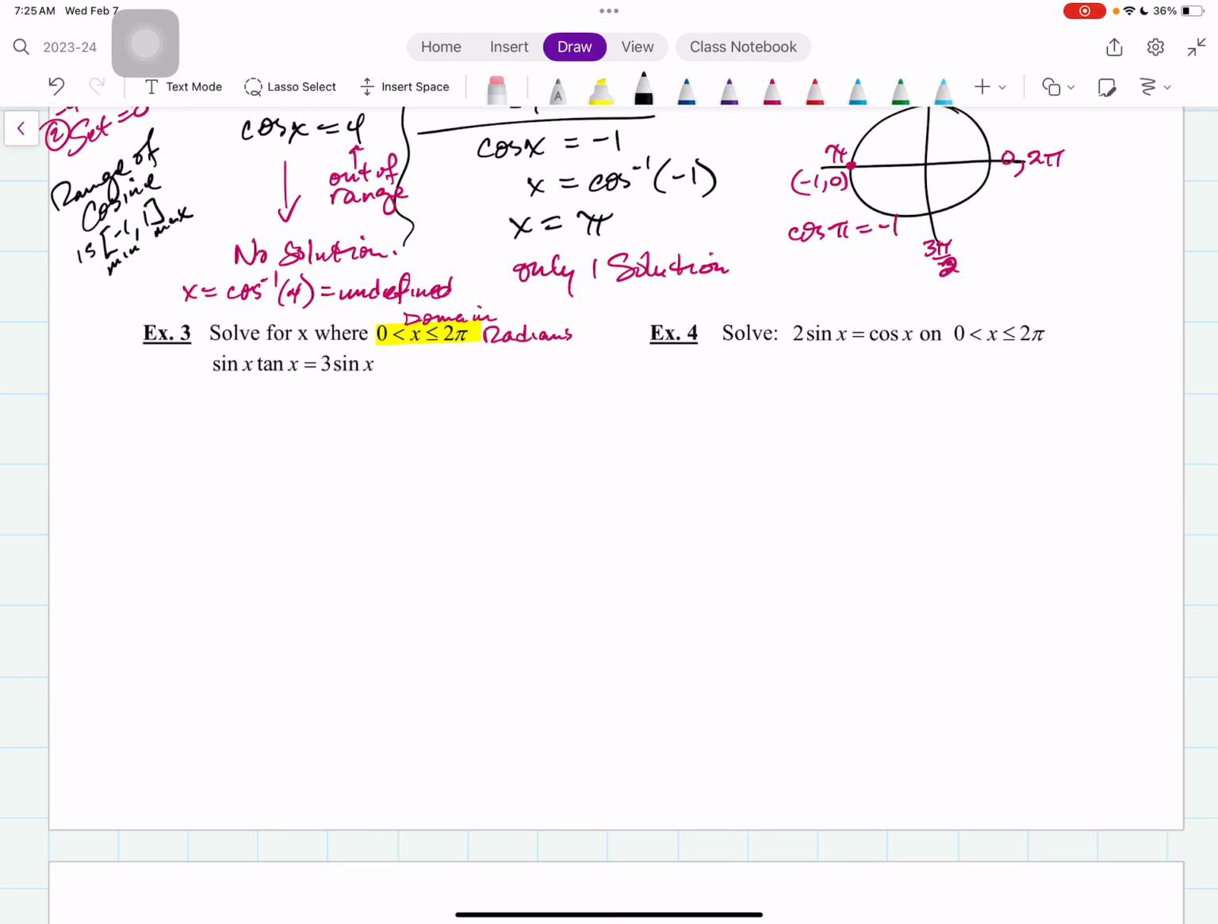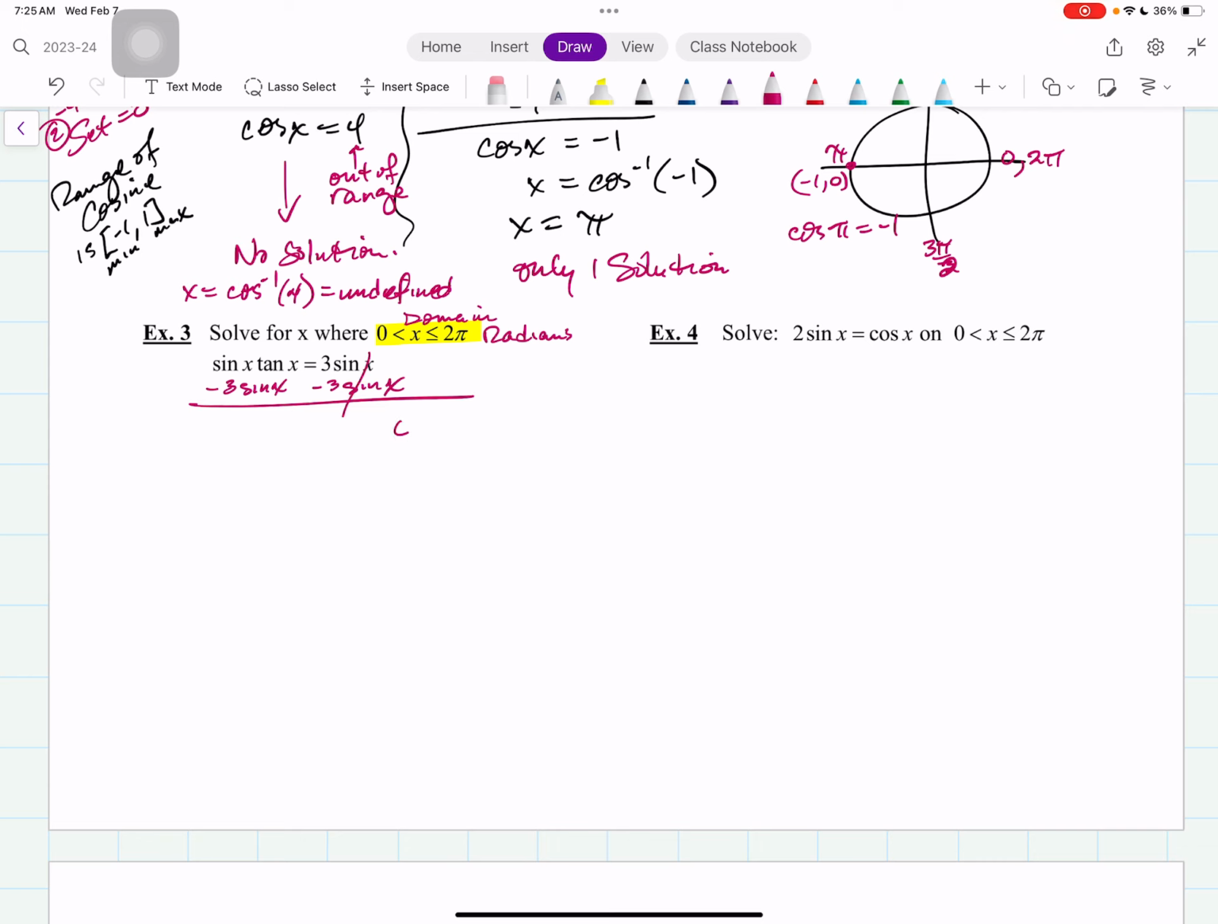Let's think about it here. We notice we have two different functions here, and we have sine x in common between the two terms. Like in Algebra 1 and 2, what we want to do is set this equation to 0, and since we have a common factor, you were taught in previous courses to factor that common factor out. Whenever you see a common factor, like sine x here, get it all to one side, set it equal to 0, and factor out the common factor, which is called the GCF. The first step on this one is to subtract 3 sine x.